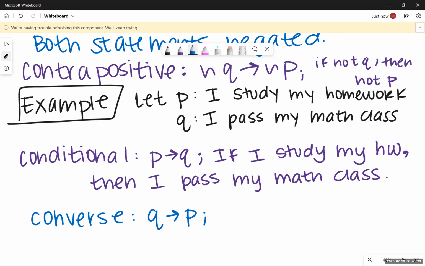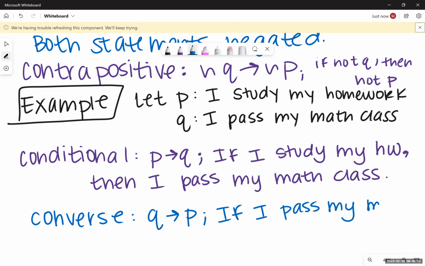If Q, what's Q? I pass my math class if I study my homework. If I pass my math class, then I study. Still use that if-then, always if-then. Okay, so let's start it. We're gonna do if, and then Q's first. So if, and just write Q, I pass my math class.